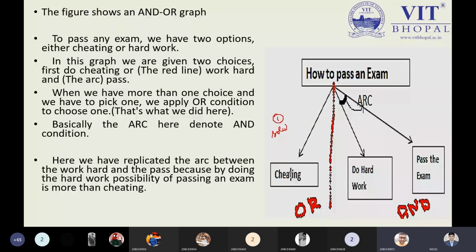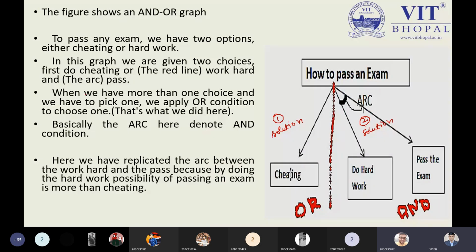And what is the other solution, with the combination of these two? This would be the second solution, if I'm using these two paths simultaneously or in parallel, we can say. So here I'm using the arc. In this graph we are given two choices. First, we can do the cheating, that is the red line, and work hard, the arc is passed. When we have more than one choice and we have to pick one, we apply the OR condition.